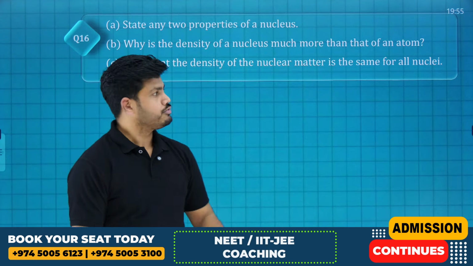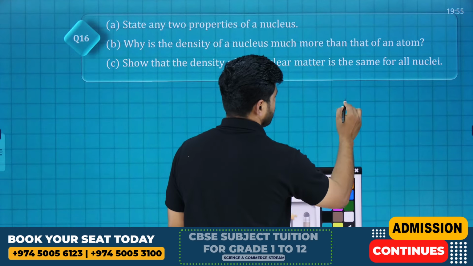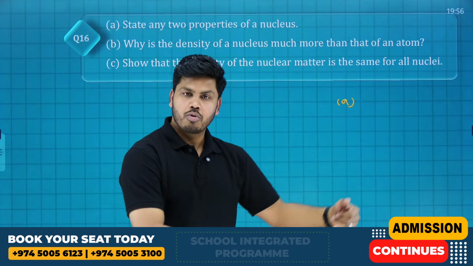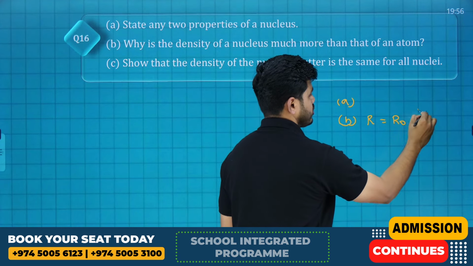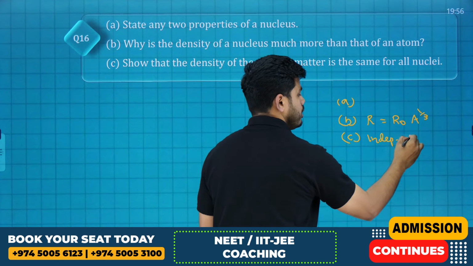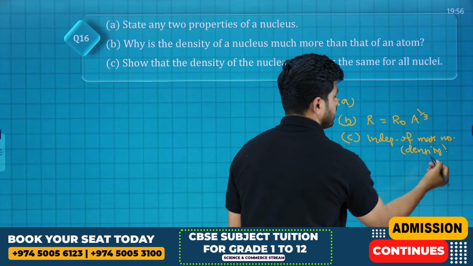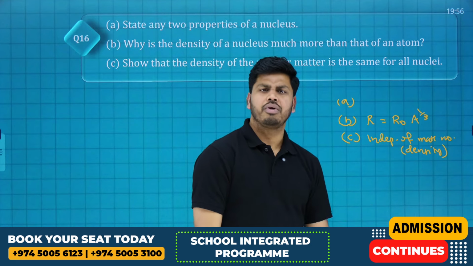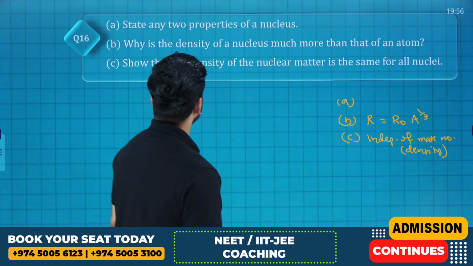State any 2 properties of a nucleus. See, that's a very basic question we can answer. We have so many points to write. Inside the nucleus, we can see protons and neutrons, right? Yes, that is one property. Radius of a nucleus, R, is measured to be R0 A raised to 1 by 3. Density of a nucleus is independent of mass number. That is what we did in the previous question, right? Mass of nucleus can be measured in atomic mass unit. It is a central core of the atom. It has a positive charge. So many properties. List any two of them.